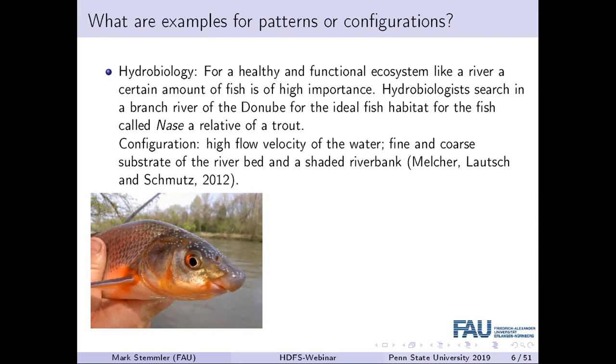So what does the Nase fish love for mating and producing offspring? High flow velocity of the water, fine and coarse substrate of the riverbed. Obviously, this fish loves bubbling water and no sun. They prefer a shaded riverbank. So this is a typical configuration. They were actually counting the fish, they put out nets and counted the fish and threw them back into the water. And that's how they came up with the configural frequency analysis of the Nase.